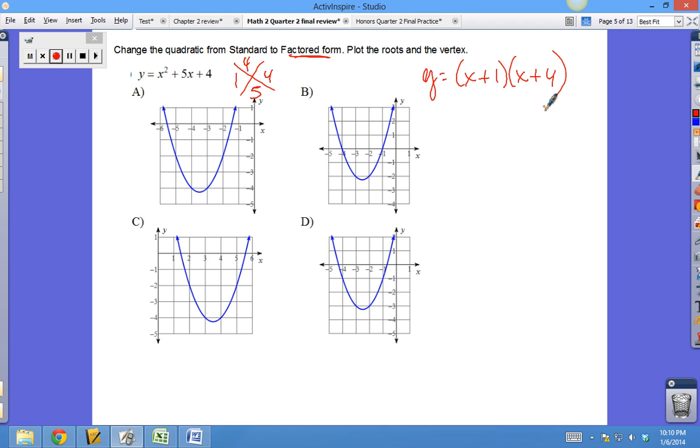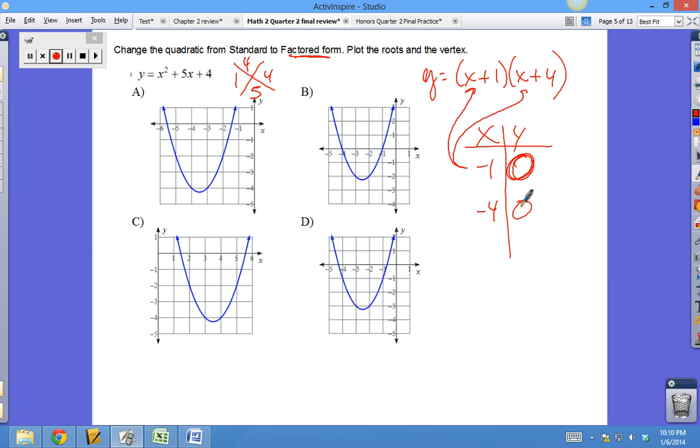Okay, now, if I want to plot this, because it's factored, I'm going to find the zeros. So my zeros, what am I going to plug in for x that's going to give me a 0? I know that's going to be a negative 1, and this is going to be a negative 4.